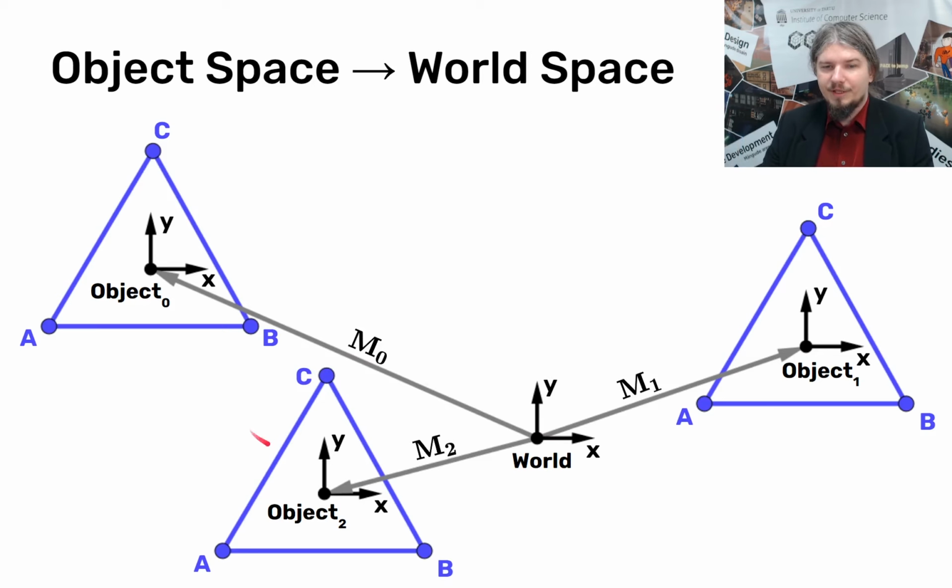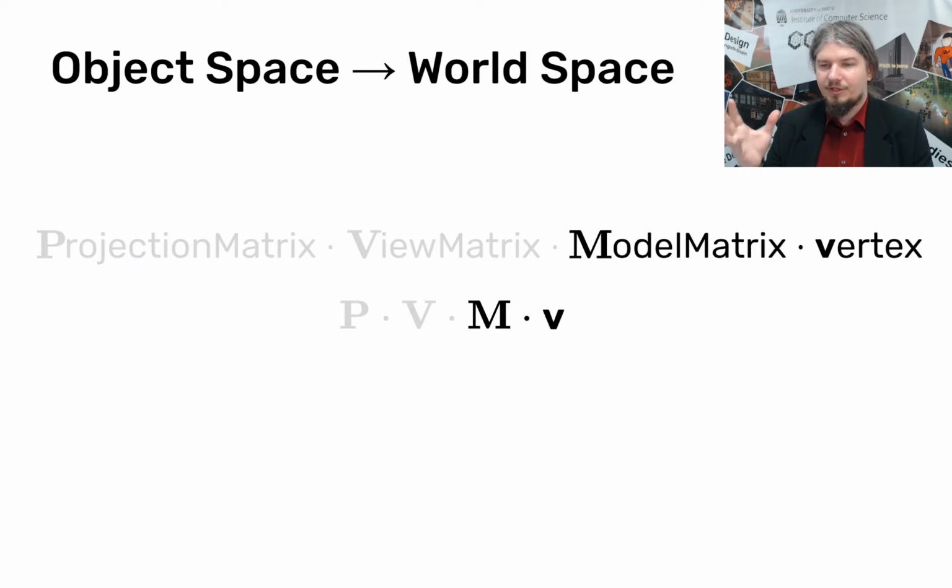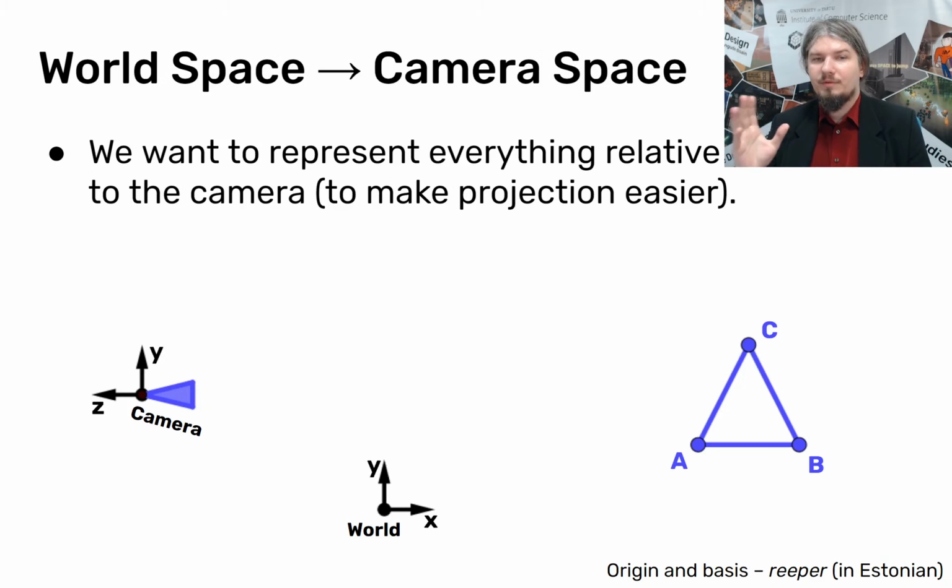So we have our objects, and they're all moved into different locations and transformed differently by their own individual model matrices. And somewhere we have the world's origin. And this is like in the vertex shader, we are multiplying our vertex with our model matrix first. Next we want to represent everything in the world relative to the camera. This is to make the projection onto the screen, the rendering that we see in the end, easier.